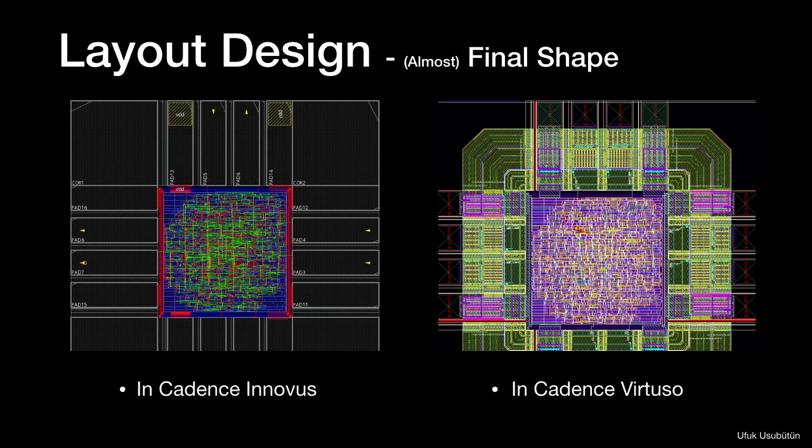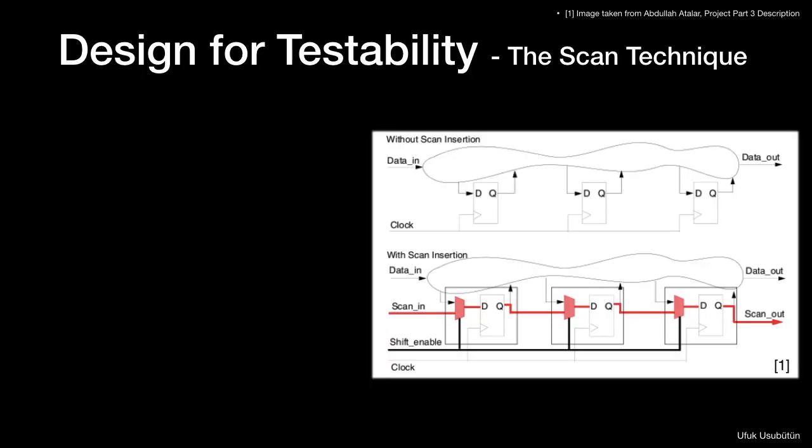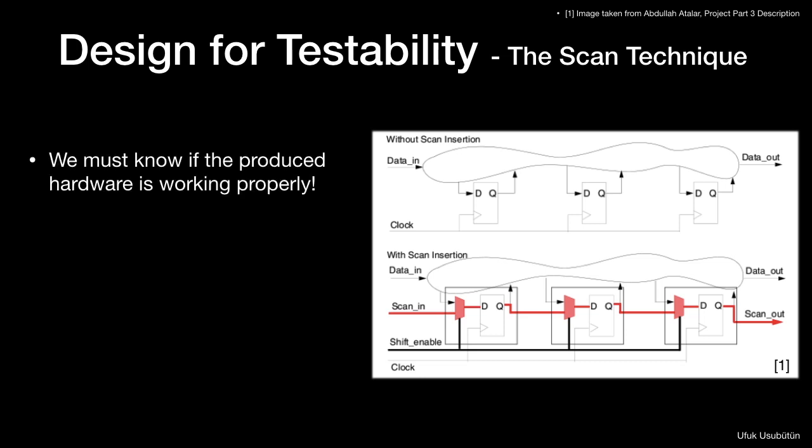Then I've extracted the GDS file and opened the design in Virtuoso, which you can see with the pads. Here you can get a closer look from the transistor level with all the connections. The last step was to make the design testable.